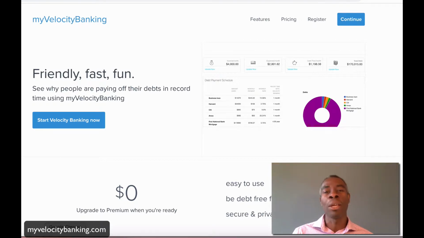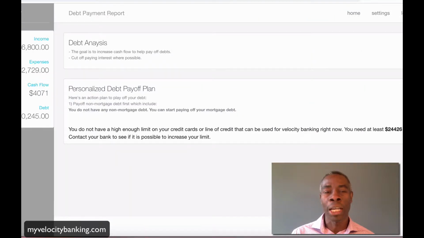time. So today we're going to look at an issue that one of our users ran into. She had a high cash flow but a low credit limit, and she was having an issue getting a report on how to do velocity banking. So we're going to take you through that right now because that may apply to some of our other users. So let's hop over to her dashboard.